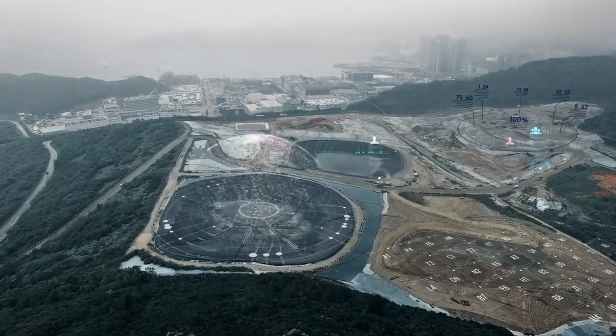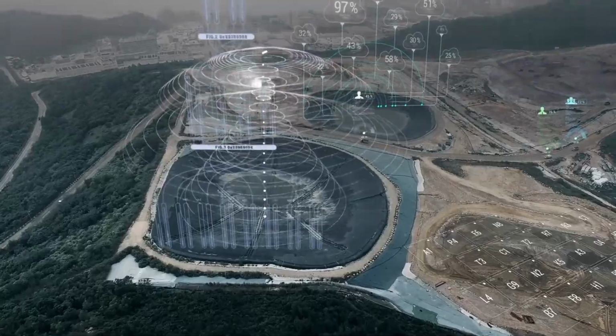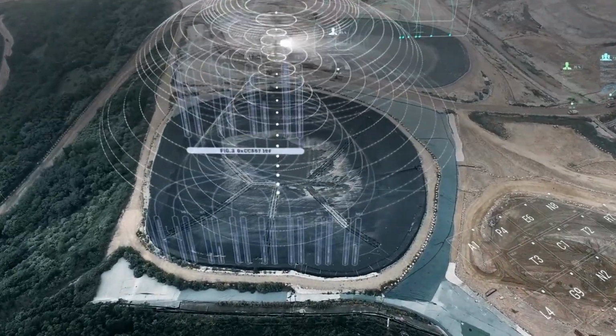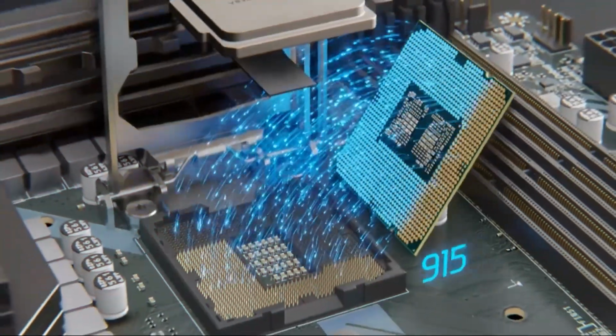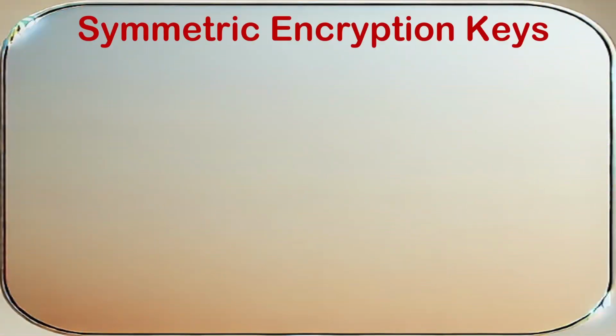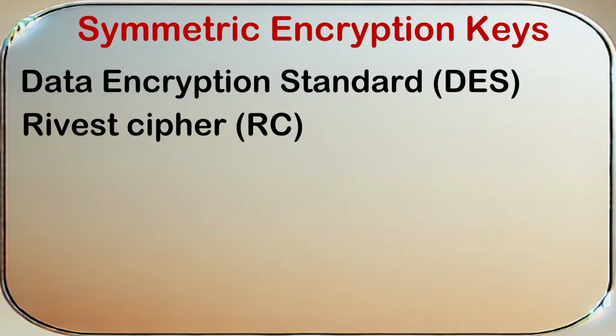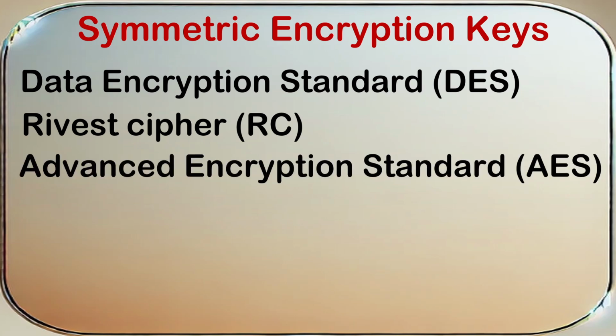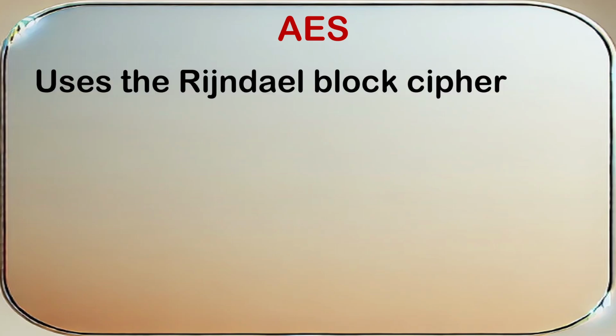Symmetric encryption is very secure and works extremely well when you need to encrypt a large amount of data, because it requires less CPU power than asymmetric encryption. There are many symmetric key algorithms used, but some of the more common ones are Data Encryption Standard, Rivest Cipher, and Advanced Encryption Standard. The Advanced Encryption Standard, or AES, has, for the most part, replaced all other types of symmetric encryption. AES is a subset of the Rijndael block cipher.